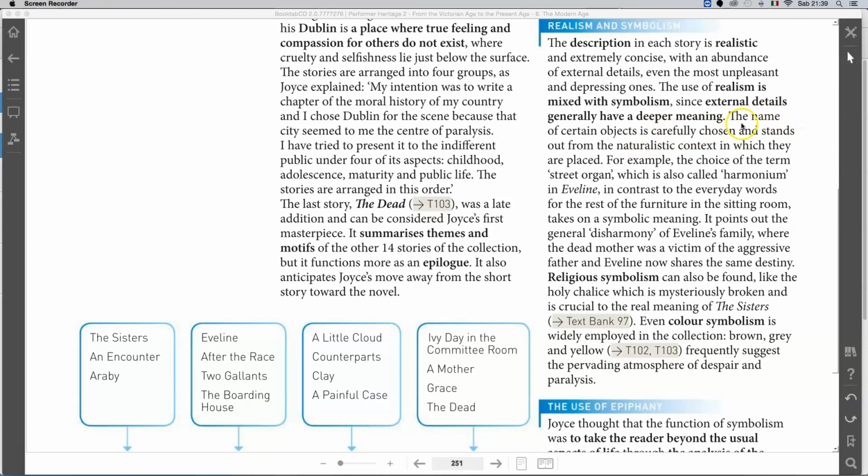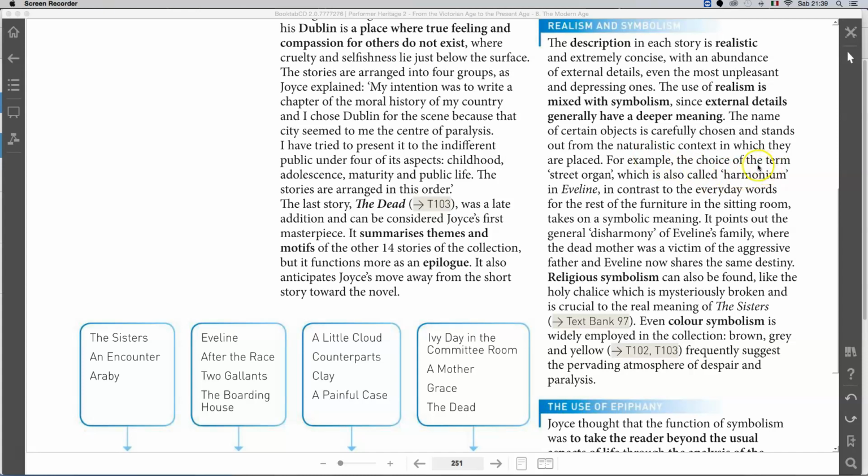For example, the name of certain objects has a symbolic meaning because they are carefully chosen by the writer and stand out from the naturalistic context in which they are placed.